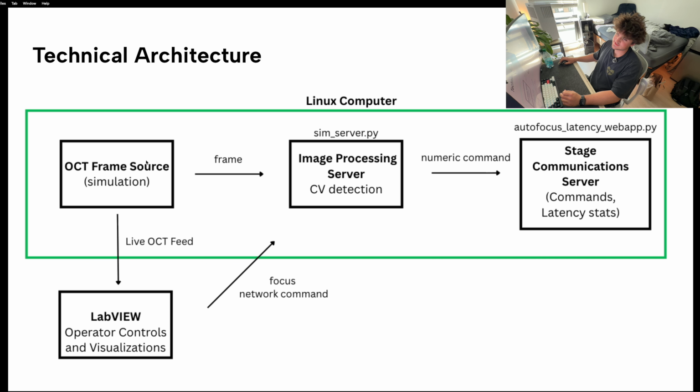First one being the OCT frame source, which is where the frames are coming from. In our case right now, it's a simulation. In the future, it'll be a live source. This communicates directly with the image processing service. Computer vision lives on there. Once that processing has been completed, a numeric command is sent over to the stage communication server. And that's how we receive latency stats, how we make everything move. All of this lives under the Linux computer, right?